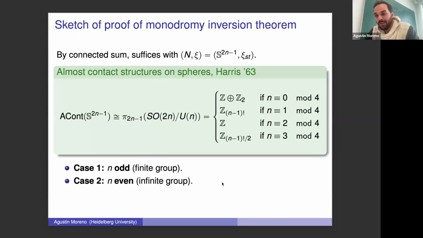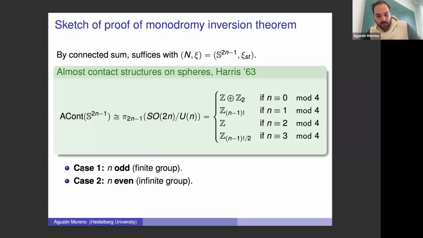Okay? So roughly speaking, the existence result of Borman-Murphy tells you that this group parameterizes all of the over-twisted contact structures on the sphere. Okay? So if you want to ensure that two over-twisted contact structures are the same, you just need to match the corresponding elements in this group. So that's the idea.